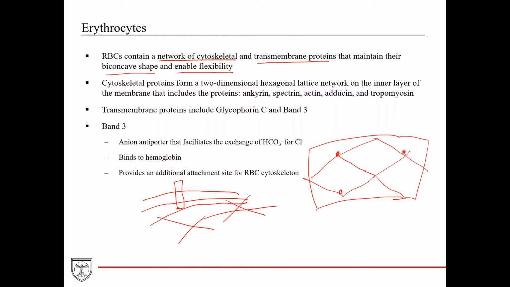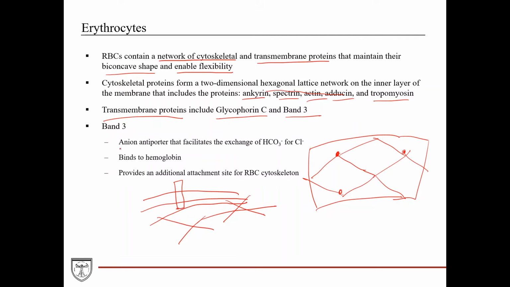And this network forms what's called a two-dimensional hexagonal lattice network on the inner layer. It includes proteins such as ankyrin, spectrin, actin, adducin, and tropomyosin. These proteins form this inner cytoskeletal network. And some of them help connect to these transmembrane proteins such as glycophorin C and Band 3.